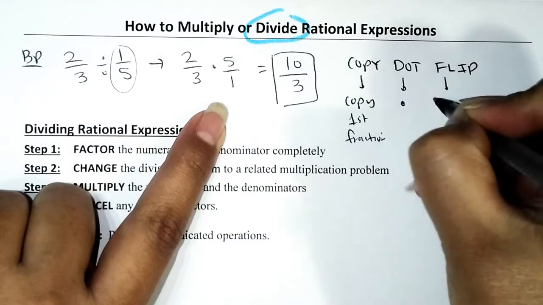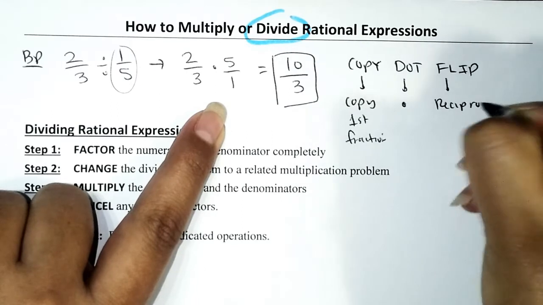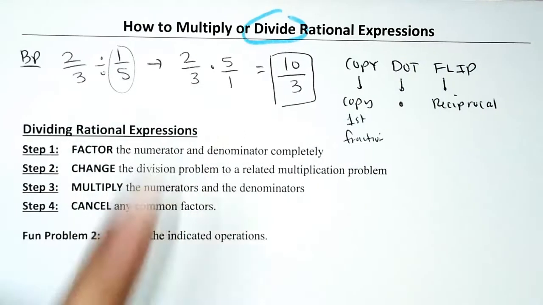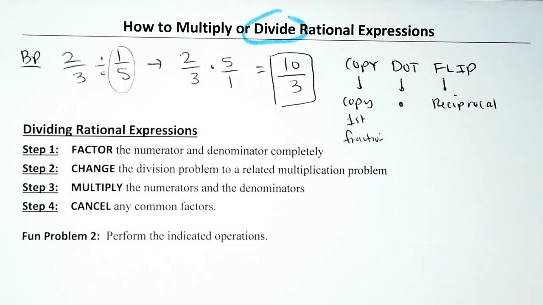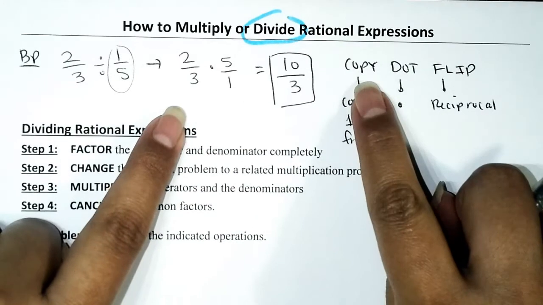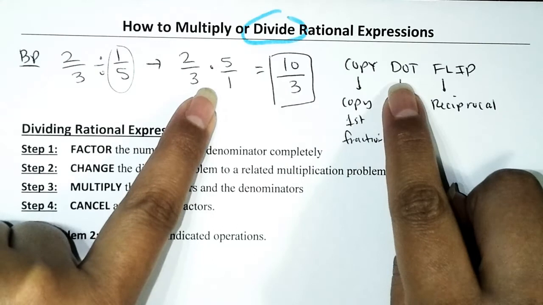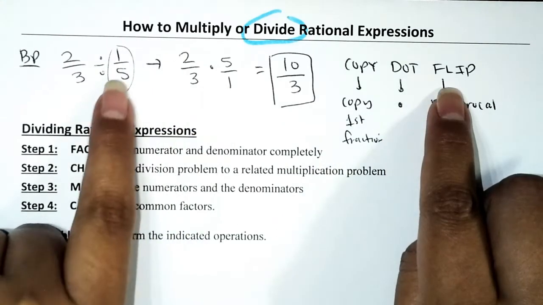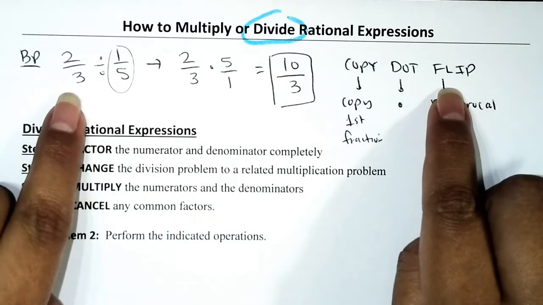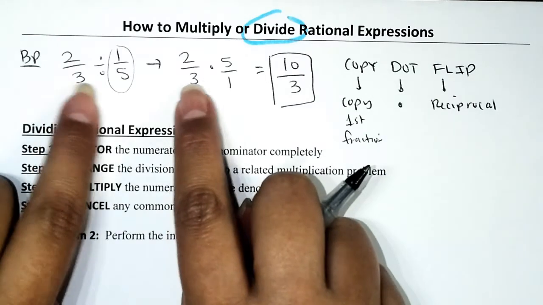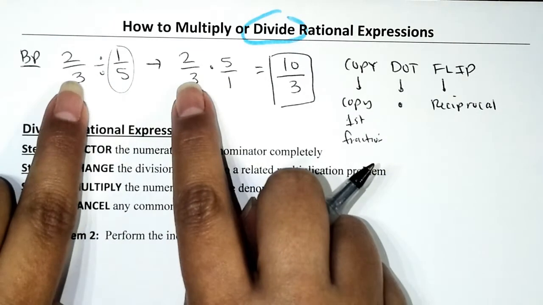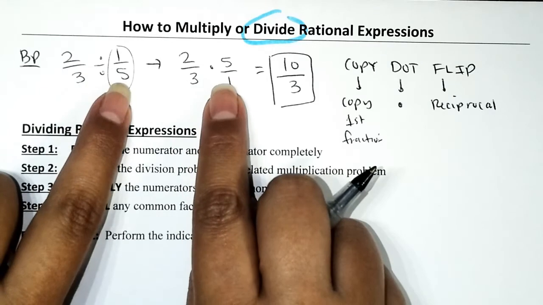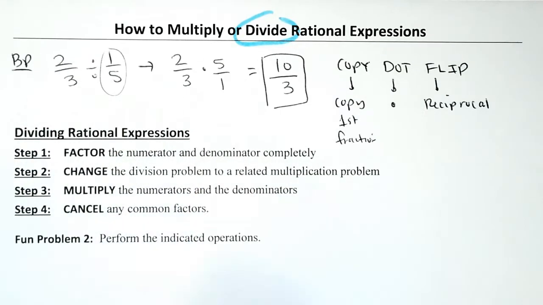Okay? So reciprocal, I got to say it like that. So that's where copy dot flip came from, to remind me how to go from division to multiplication. So we're going to copy the first fraction, dot, multiply, flip, reciprocal of the second fraction. Copy dot flip. Take the first fraction, multiply by the reciprocal of the second fraction. And if you don't like it, sorry, I'll give you back your 20 seconds.